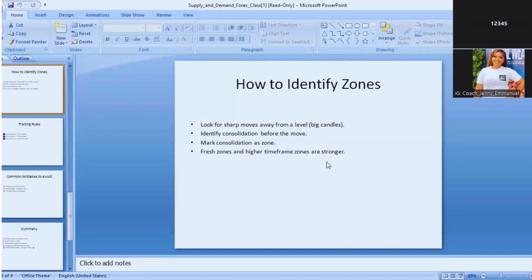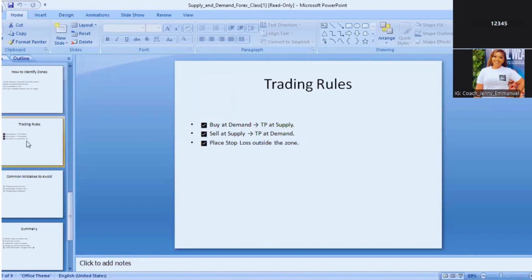All right, so let's talk about trading rules. Okay, we've talked about how to identify. Let's talk about trading rules. Buy at the demand, then you TP at the supply. Sell at the supply, TP at the demand. Place stop loss outside the zone. Exactly what I just showed you guys now.